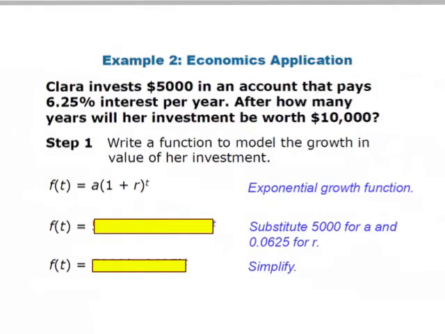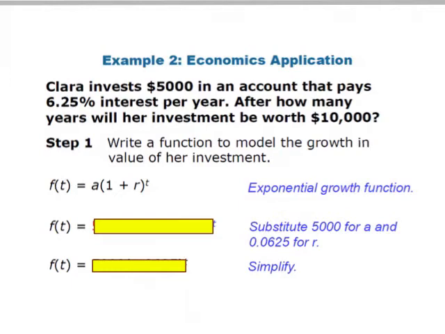Let's go ahead and work through a couple examples here. In this first example, Clara invests $5,000 in an account that pays 6.25% interest per year. After how many years will her investment be worth $10,000? Okay, so what do we know first of all? What is the $5,000? Well, that is her initial amount that she put in there. That is the A value.